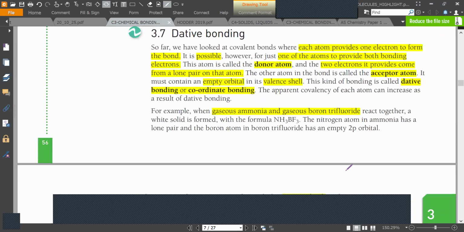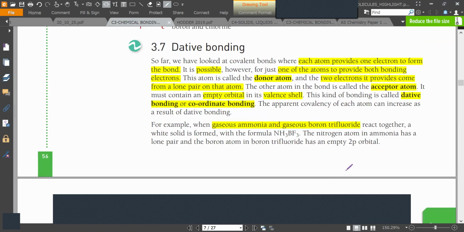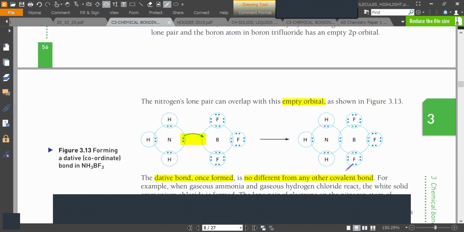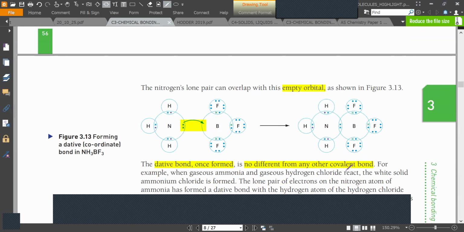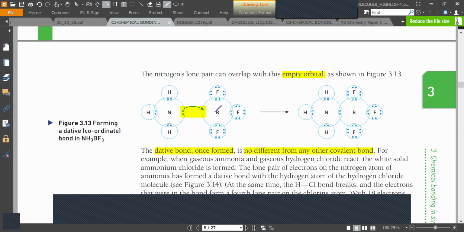Dative bonding is also something new for A levels. What happens is like this. This happens normally for things like boron. Boron has 5 electrons, so the electron configuration is 1s2, 2s2, 2p1.